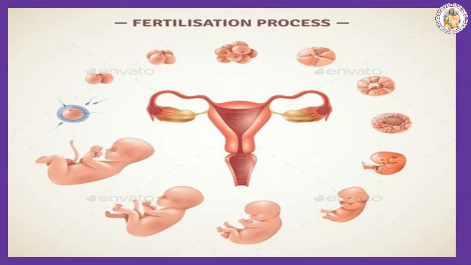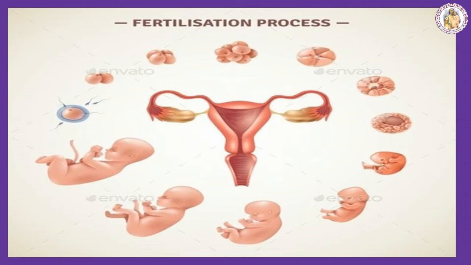The ovum lives about 24 hours after it is released from the follicle, so fertilization must take place within 24 hours. The sperm enters the ovum and fuses with it, resulting in the formation of the zygote. This process is called fertilization, and the zygote is called the fertilized ovum.